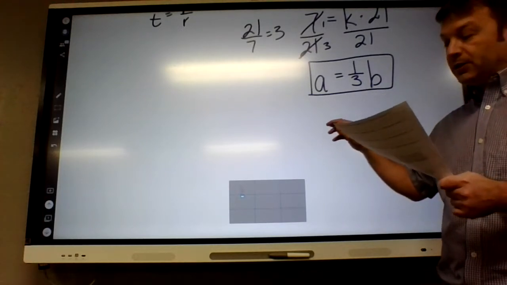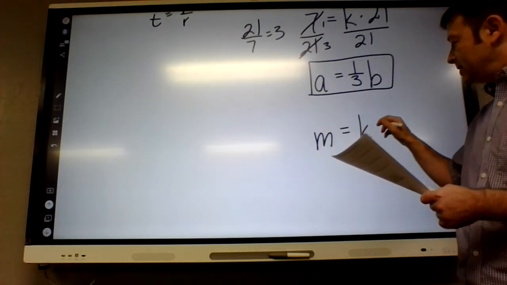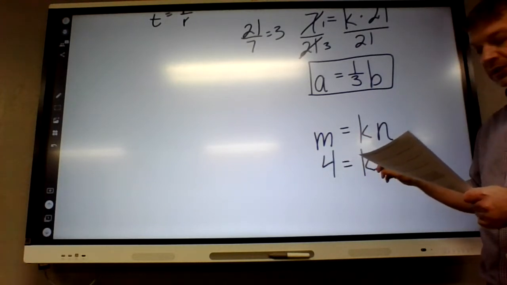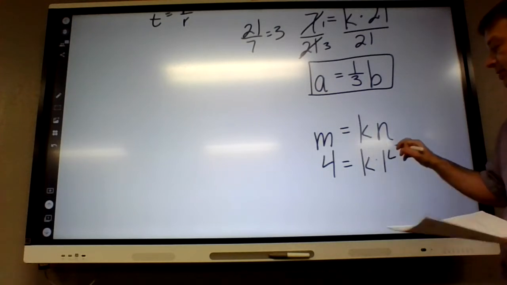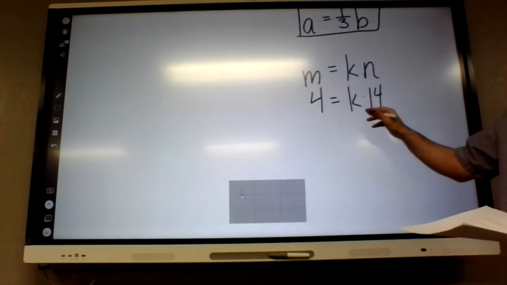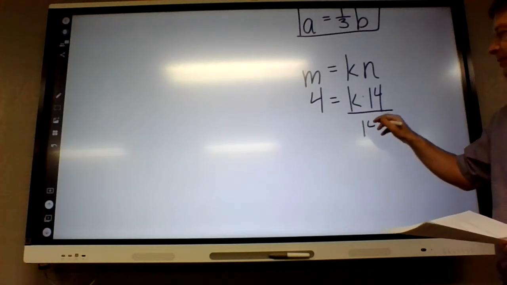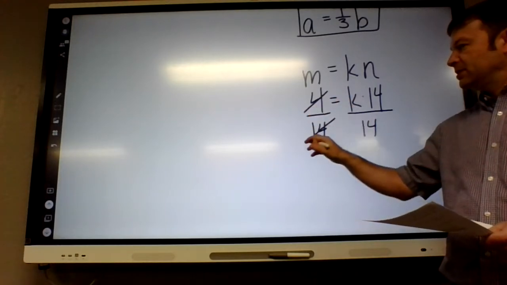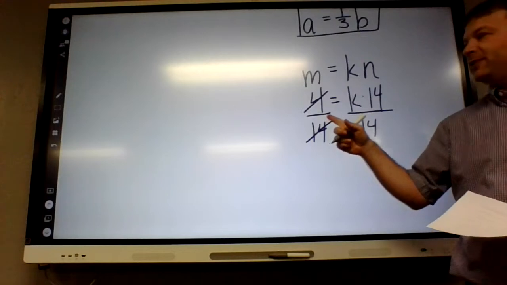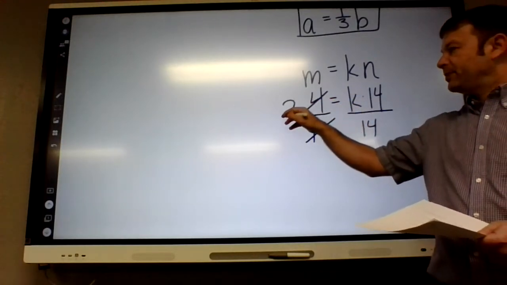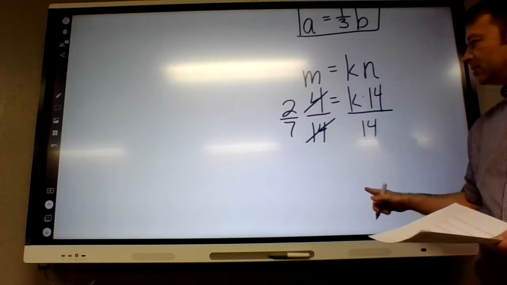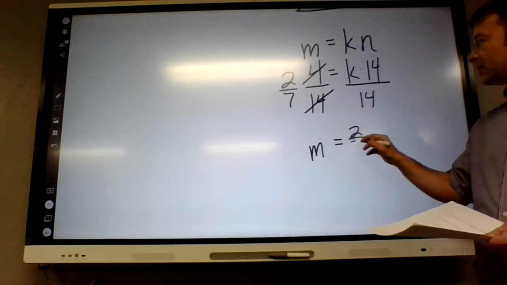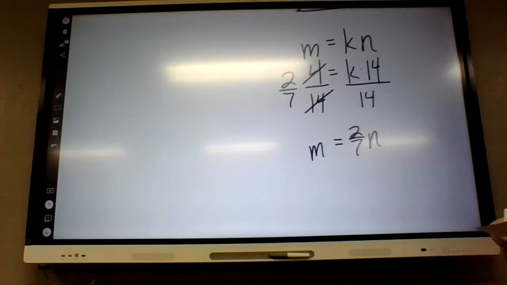All right, so it's going to be the same kind. So M equals K times N, and the M that they gave us was 4, and the N that they gave us was 14. So I'm going to solve this for K. Divide by 14. You know what 4 divided by 14 is? It's 4 fourteenths, but if you divide by 2 on top and bottom you get 2/7. So M equals 2/7 times N.